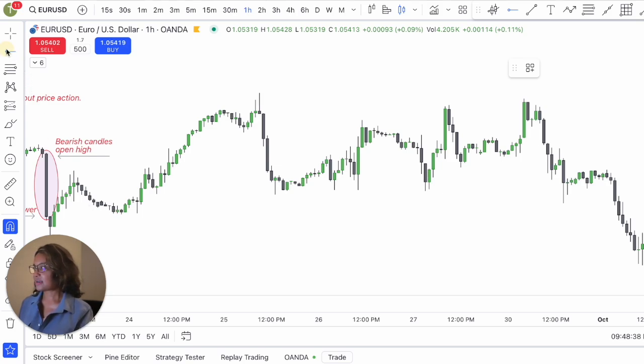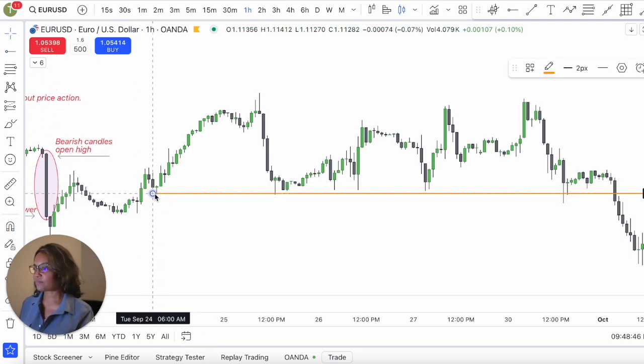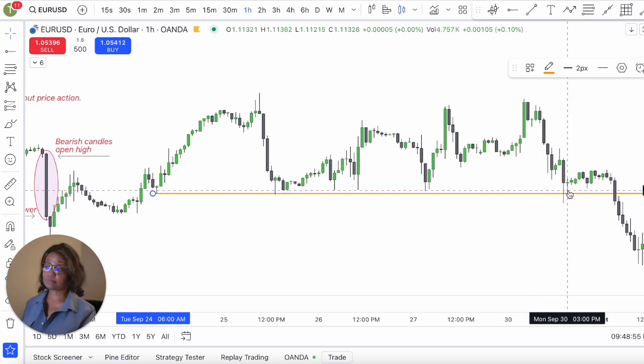So let's click the horizontal ray again, and let's find an area where price has kind of touched down, where it looks like it's found a floor. So we can see it's happened here, and here, here, here, and here. And so this is called support.